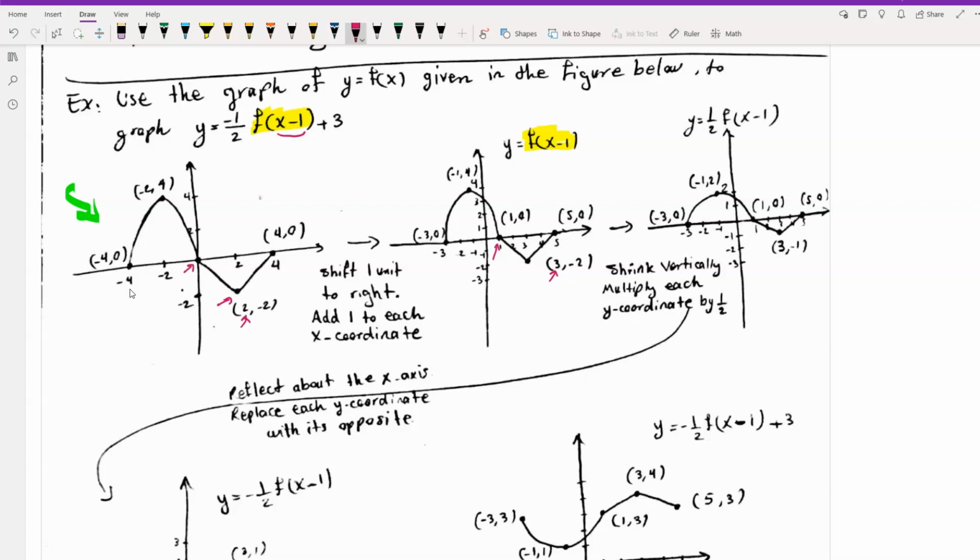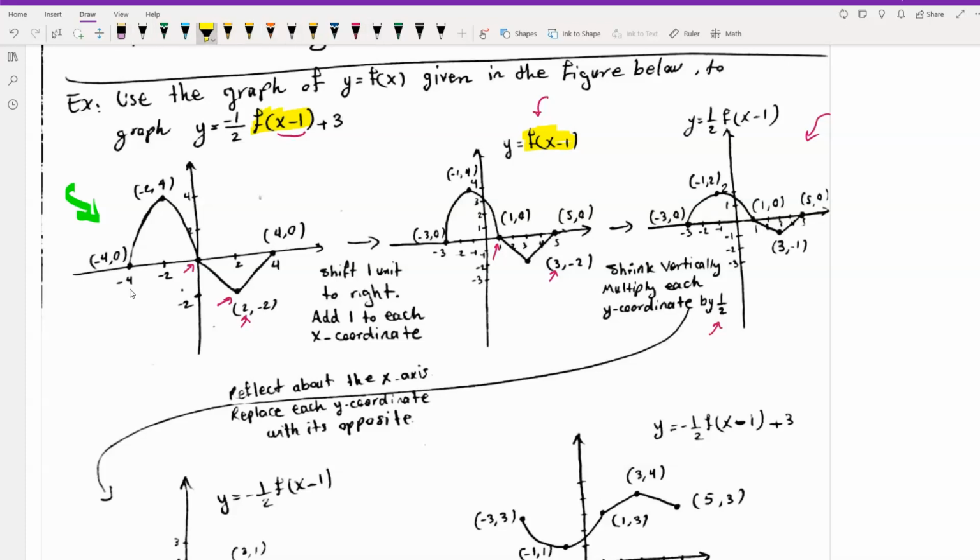And then I multiplied what I had here by positive 1 over 2. What that means is this graph, we have to shrink vertically and multiply each y coordinate by 1 over 2. So multiply each y by 1 over 2. Here we have negative 3, comma 0. So use the y coordinates.